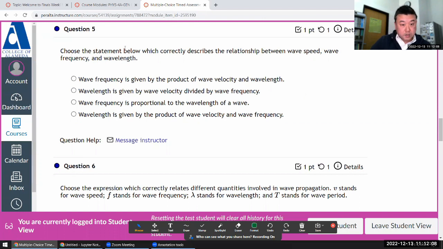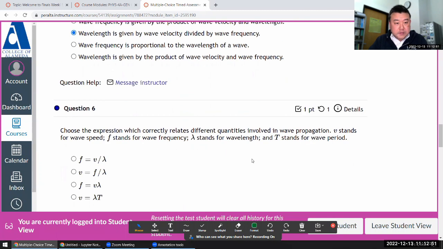Okay, choose the statement below which correctly describes wave speed, wave frequency, and wavelength. There's that one equation that relates them. I highly recommend that you have this memorized, or if you don't want to memorize it, know how to derive it from the unit relationships through dimensional analysis, as I do in lecture. Wave frequency is not given by those. Wavelength is wave velocity divided by frequency. Oh yeah, that's right, I can do algebra on it to get that. Wave frequency, yeah, they are inversely proportional. Wavelength, yeah, that doesn't sound right.